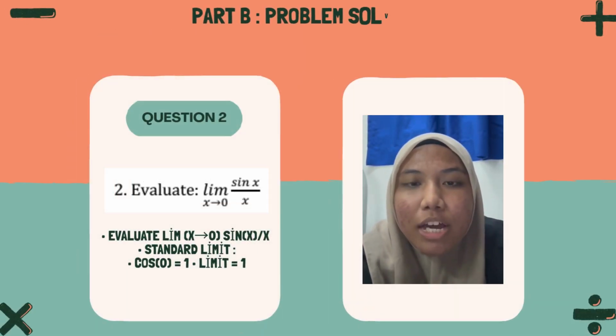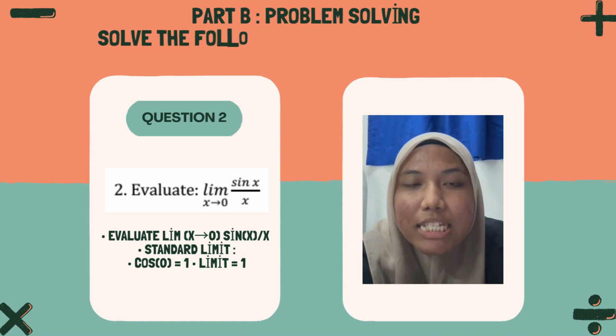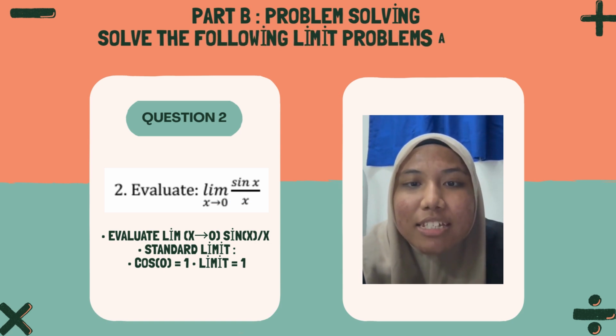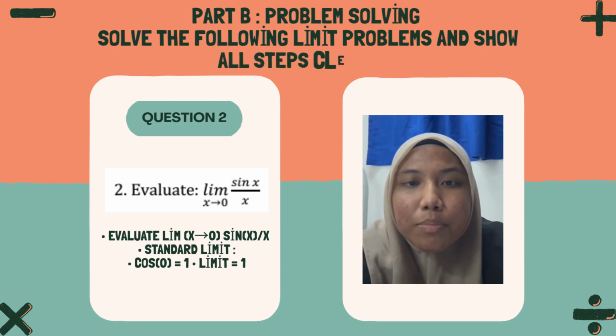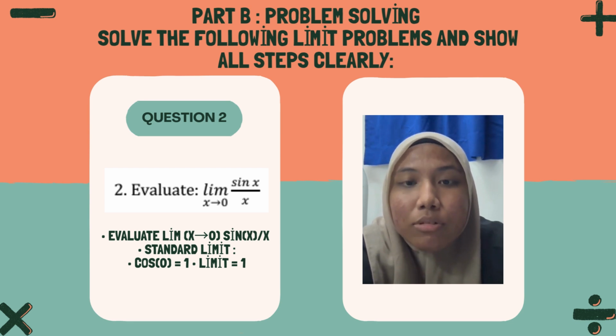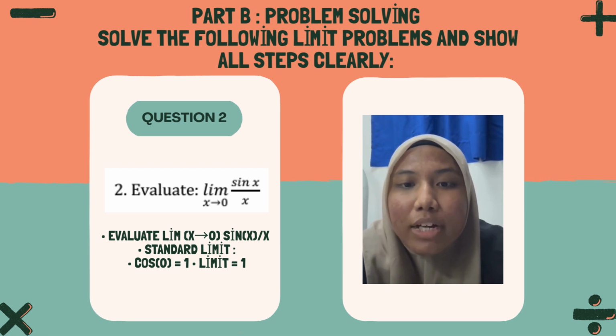Question 2. Evaluate the limit of sin x divided by x. From problem 2, we evaluate the limit as x approaches 0 of sin x divided by x. This is a well-known standard limit in calculus. As x gets closer to 0, sin x divided by x approaches 1. So the answer is simply 1.